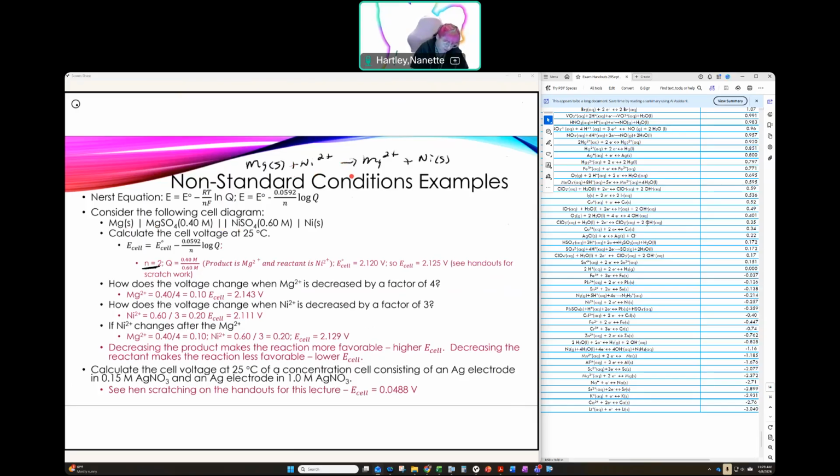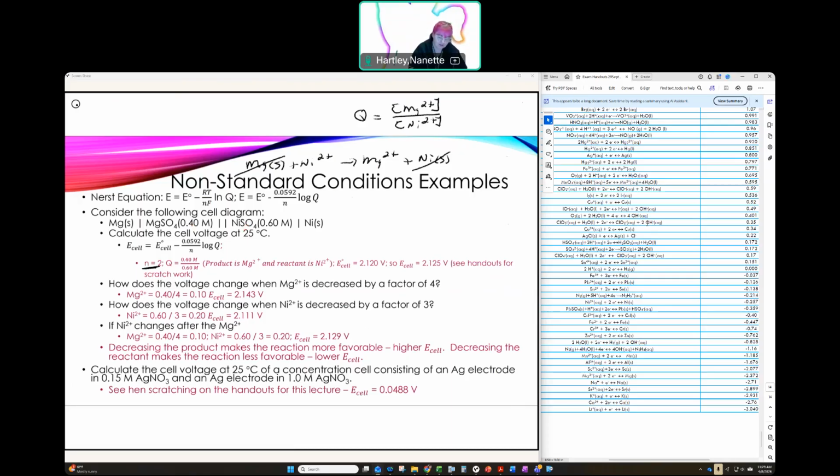And that means that my product concentration is the Mg2+. So Q is equal to the concentration of the Mg2+ over the concentration of the Ni2+. Because these are solids, neither one of those will appear, and so it would just reduce to this. And that's where I put in this value down here. So Q is equal to 0.4 over 0.6 because the Mg is 0.4 and the Ni is 0.6. So that's where we get that.